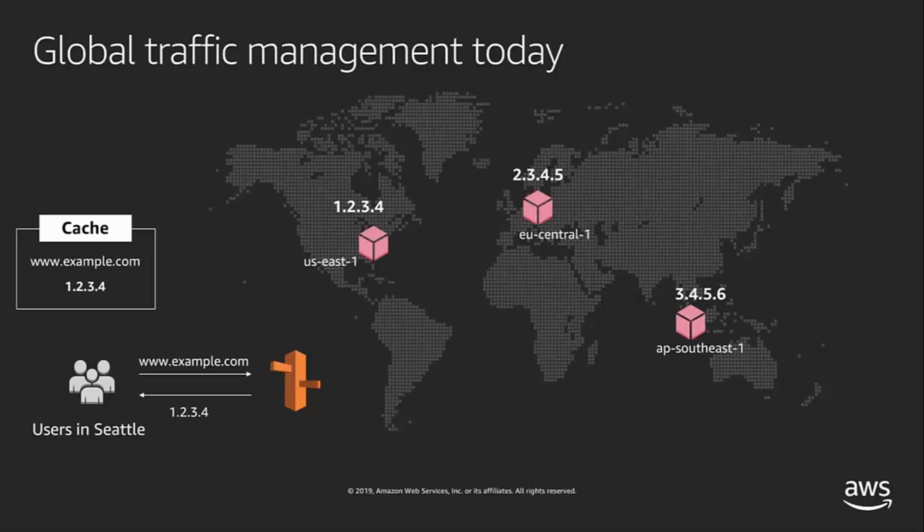Your users' client devices might cache that IP address. So you might incur the case in which, for whatever reason, the application is not healthy anymore in US East 1, and your user is still caching that IP address. Now when the user makes another DNS query, it actually gets the IP address of the next healthy application, which is in EU Central 1. But the cache might still say that the endpoint they should reach out to is in US East 1. And so you may have this disconnect.